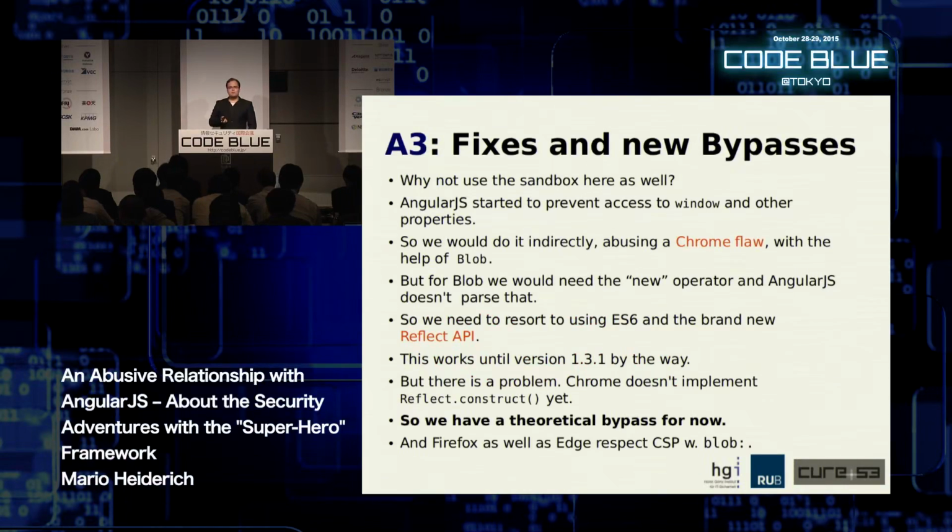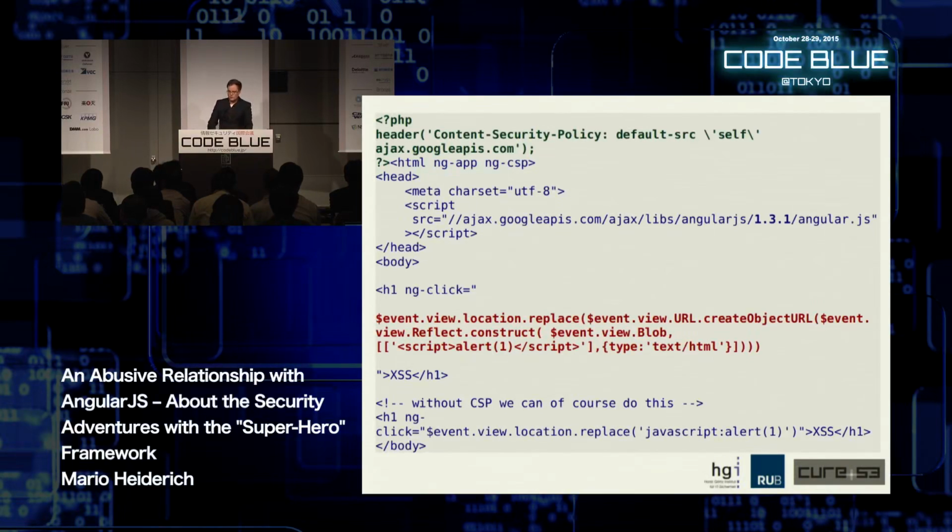Well, interestingly, there are two bypasses. One that is theoretical, we're going to see this now, and one that is universal in case one condition is given, and that condition is common. The theoretical bypass uses ECMAScript 6, the new version of JavaScript. And it makes use of the Reflect API. Because combining a flaw in Chrome and blob URIs and the Reflect API, you can inject code into an expression that will end up to become actual arbitrary JavaScript execution. Now, how does that work?